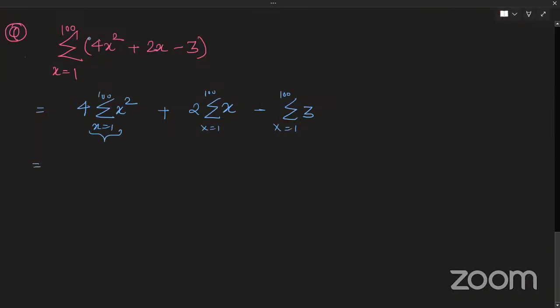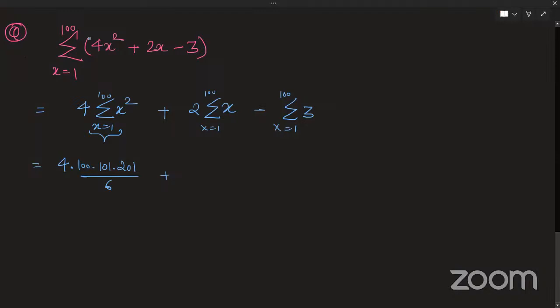4 into the sum of squares. What is the formula for sum of squares? n into n plus 1 into 2n plus 1 by 6. Correct. So what will be my value of n? 100. So it is 100 into 101 into 201 divided by 6. That's it, right? Yes, sir.